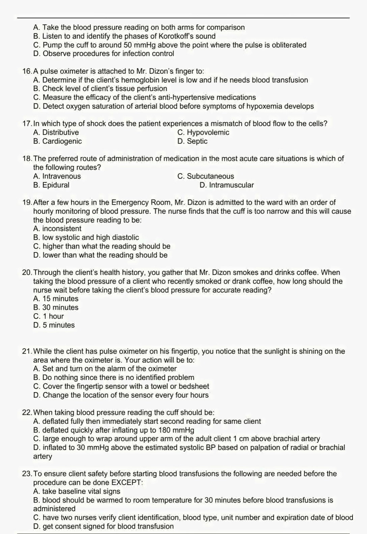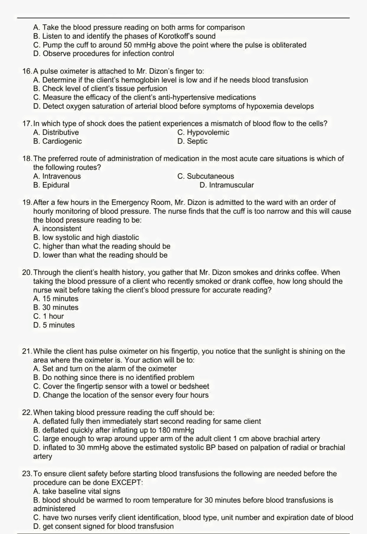17. In which type of shock does the patient experience a mismatch of blood flow to the cells? A. Distributive. B. Cardiogenic. C. Hypovolemic. D. Septic. 18. The preferred route of administration of medication in most acute care situations is which of the following routes? A. Intravenous. B. Epidural. C. Subcutaneous. D. Intramuscular.